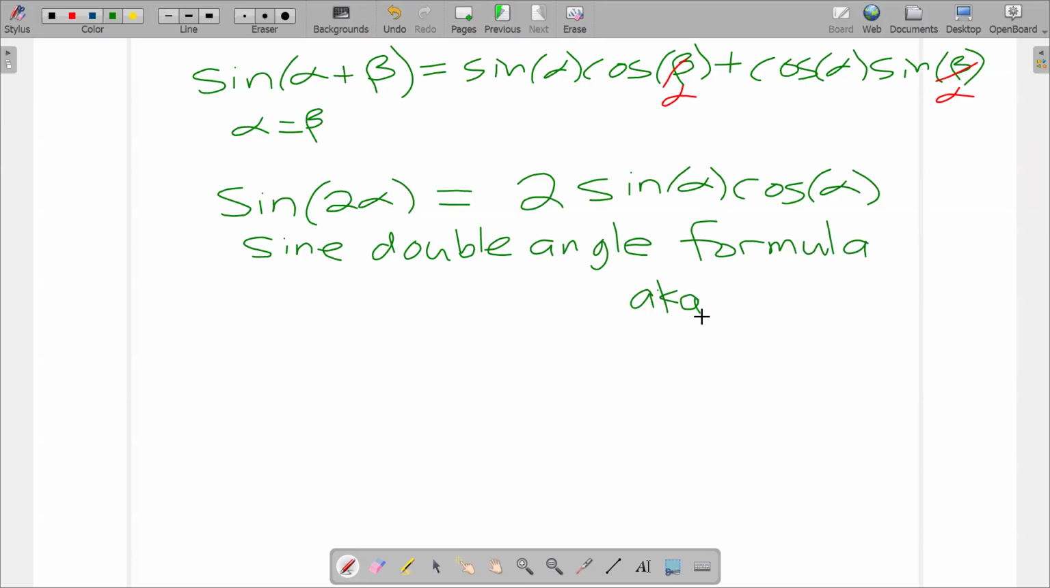And these formulas we're talking about are also known as identities. They're known as identities because they're true for any angle. Doesn't matter what the angle is. They give you the same results.